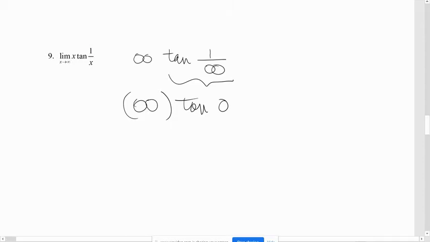And the tangent of 0 is 0. So this would be infinity times 0, and that is an indeterminate form. Okay, so if you have L'Hopital's on this one, I don't have a lot of room here, so I'm going to be erasing a lot of stuff.